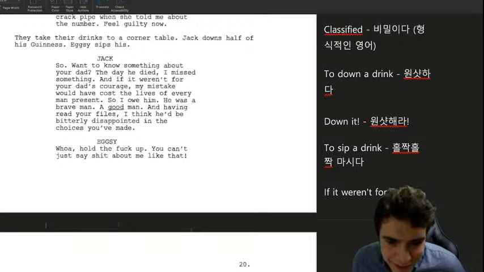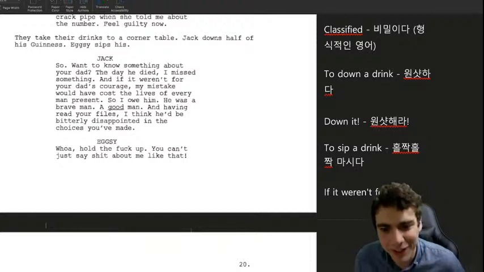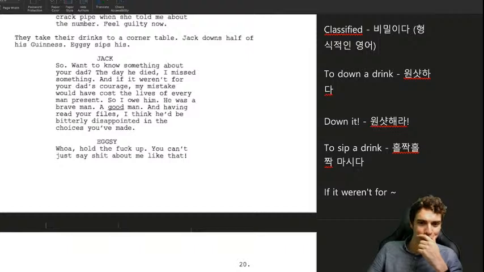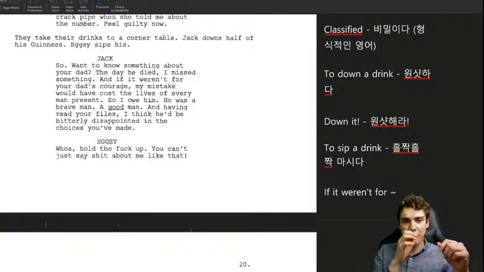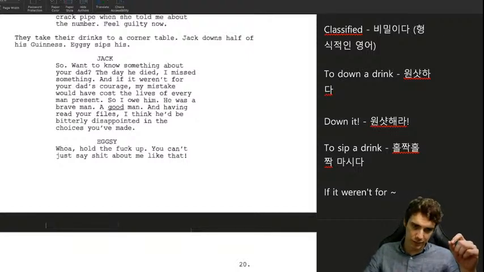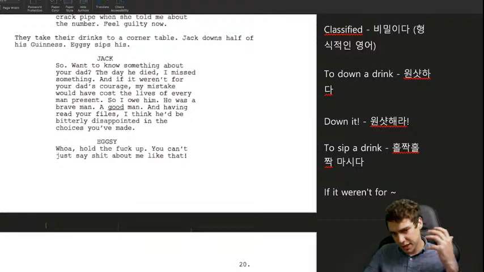Kaljak, kaljak, kaljak, kaljak. Oh, okay. So that's for sipping. You can sip like a hot drink as well. But yeah, it just means to drink something like a little bit at a time. So kind of chogumshik, chogumshik, mashim, yeah. To sip a drink.